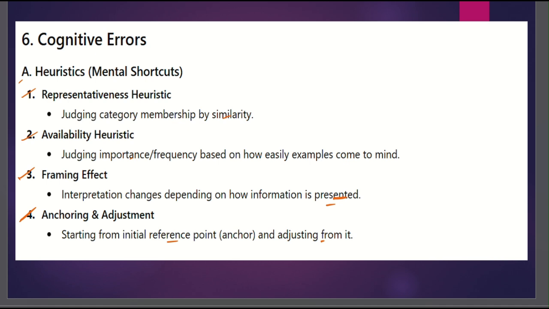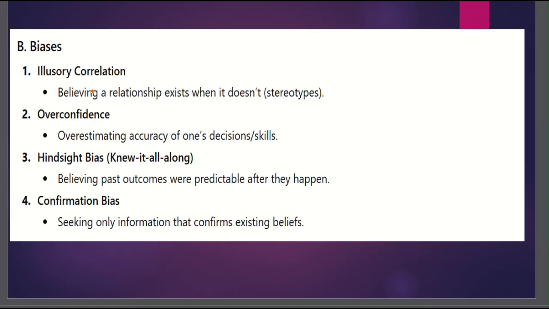Biases include illusory correlation, overconfidence, hindsight bias, and confirmation bias. Illusory correlation means believing in a relationship that does not exist. Overconfidence means overestimating skills and accuracy. Hindsight bias means thinking you knew the result after it already happened. Confirmation bias means searching only for supporting information.